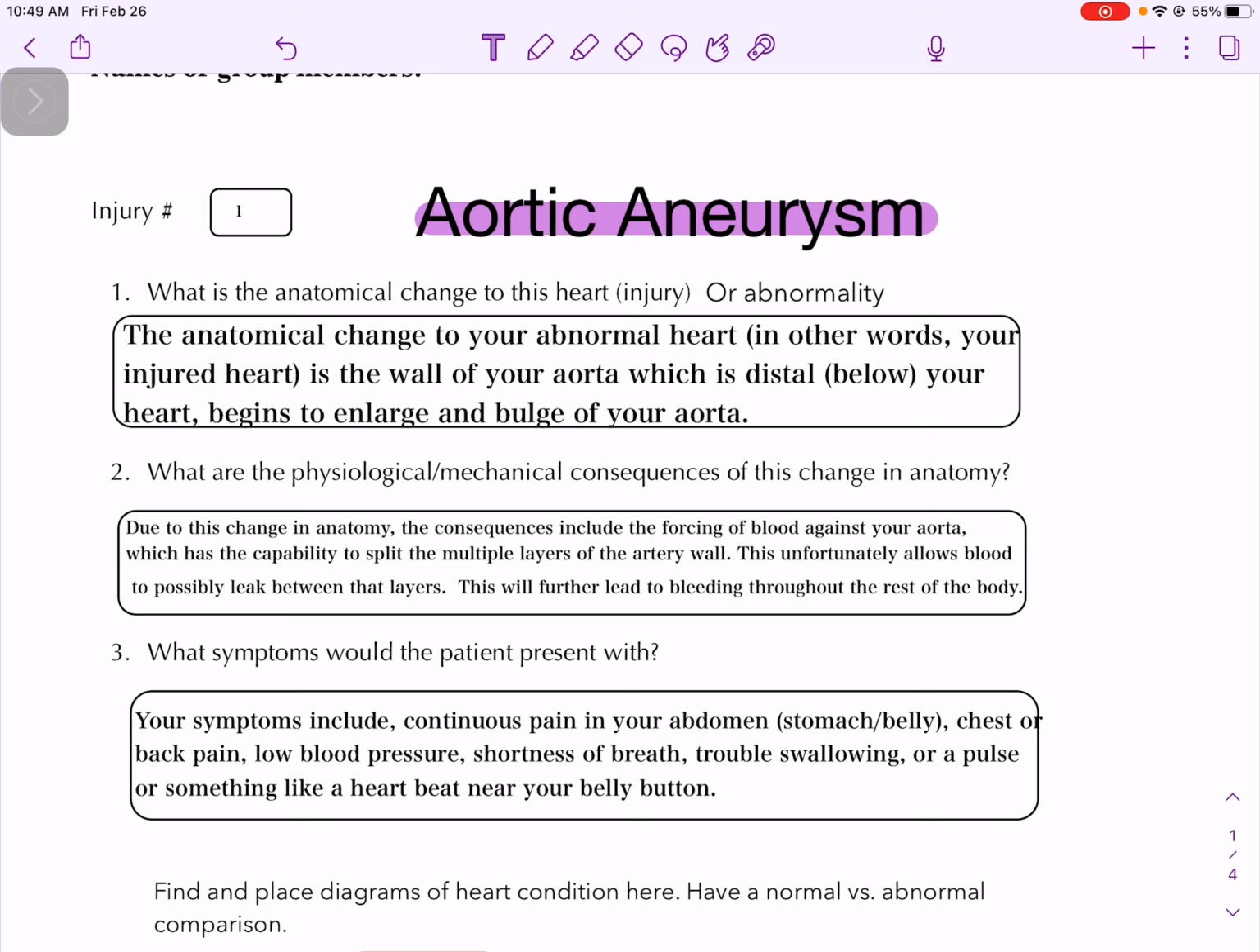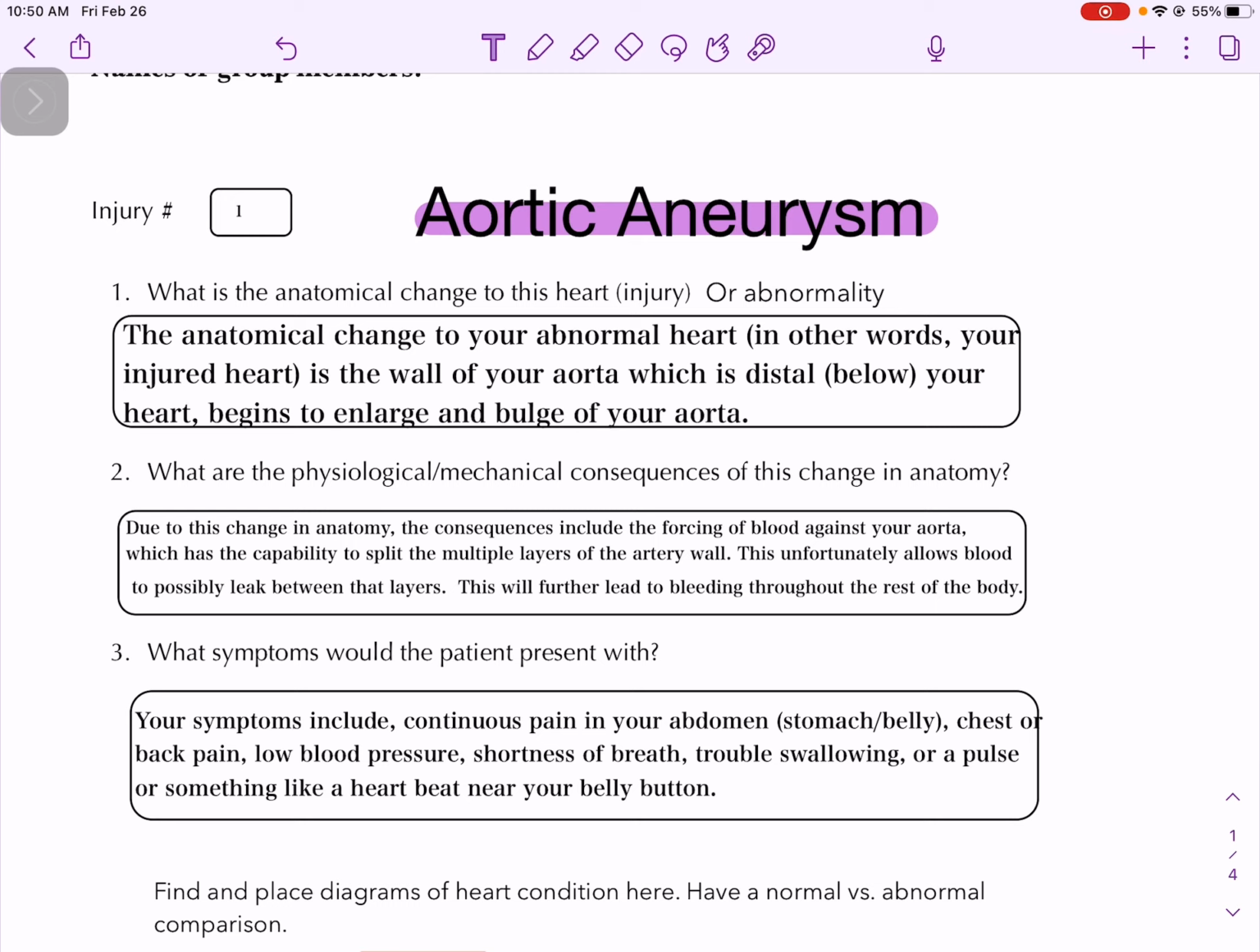The anatomical change to your abnormal heart, in other words, your injured heart, is that the wall of your aorta, which is distal, meaning below your heart, begins to enlarge and bulge out of your aorta. Due to this change in anatomy, the consequences include the forcing of the blood against your aorta. Because the blood is being forced against your aorta, this has the capability to split the multiple layers of your artery wall. This, unfortunately, allows blood to possibly leak in between those layers. This will further lead to bleeding throughout the rest of your body.